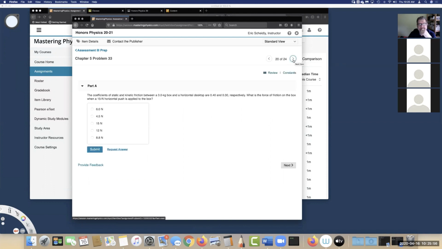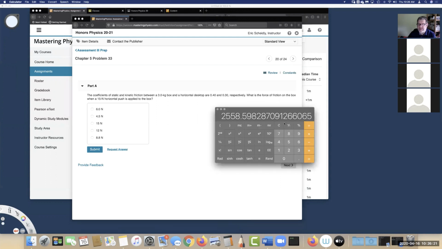The coefficients of static and kinetic friction between a 3 kilogram block and a horizontal desktop are 0.4 and 0.3 respectively. What is the force of friction on the block when a 15 Newton horizontal push is applied to the box? Well, it's a little bit tricky here because we have to work out: when you push on it with 15 Newtons, is it going to slide or not?